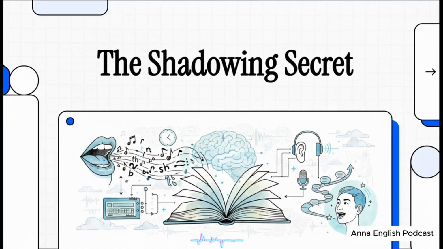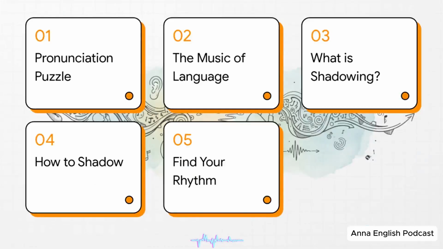It's going to help you sound way more natural and fluent, not by memorizing more words, but by focusing on the music behind them. So here's our game plan. First, we'll tackle that frustrating pronunciation puzzle that so many of us run into. Then, we're going to discover what I mean by the music of English, which will lead us straight to this amazing technique called shadowing. I'll break down exactly how to do it in 3 super simple steps, and by the end, you'll be all set to go find your own rhythm.